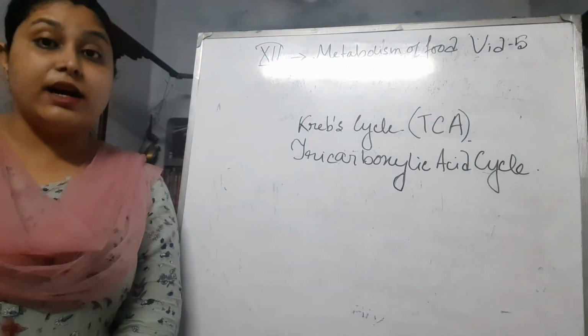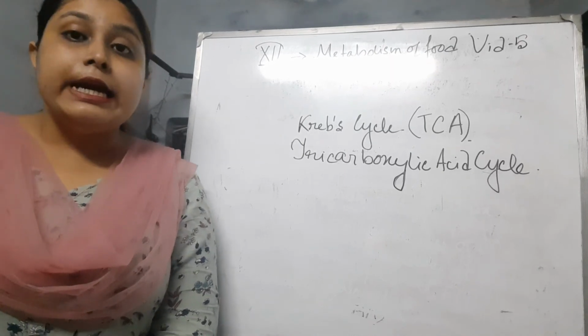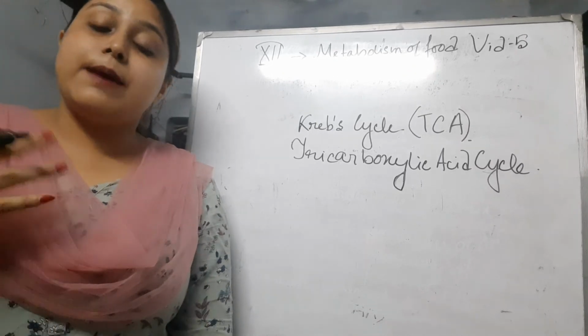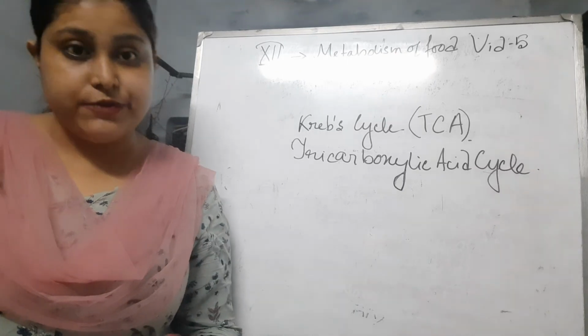I think you understood all the steps of the Krebs cycle clearly. In the next video, we will discuss more of the metabolism of carbohydrate. We will start with the electron transport chain.